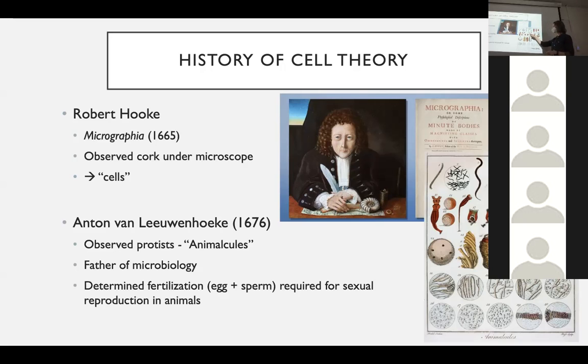So here's some of his drawings of these protists. There's a lot of them. And he was actually the first person to determine that two cells had to come together for sexual reproduction. So a sperm cell and an egg cell had to join in order to create a new organism, a human being, for instance. So they didn't know that before about 1676.